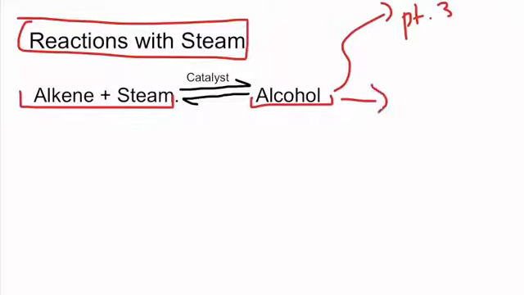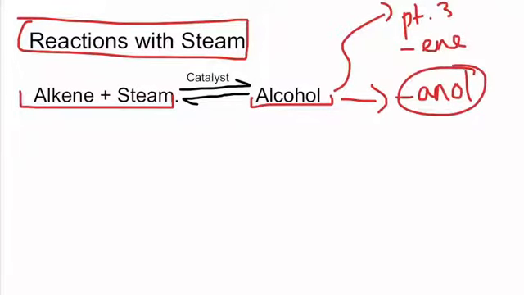But the only thing about alcohols that we need to know at this point is that they have the ending -anol, A-N-O-L. In the same way that alkenes will have the ending -ene, these guys end in -anol. You can also see that this reaction is reversible. It happens at very high pressures, and it also happens in the presence of a catalyst.